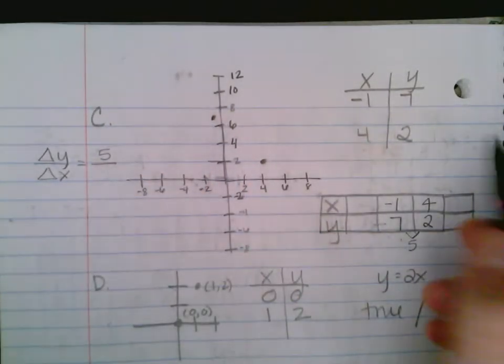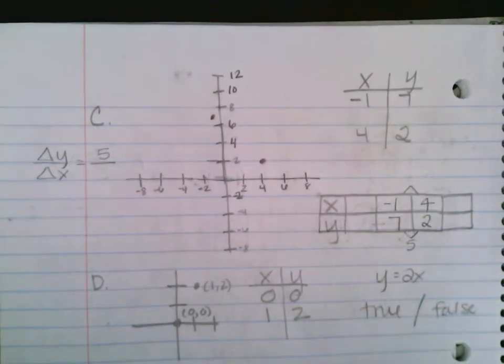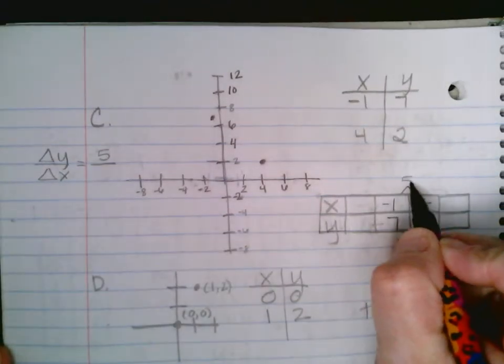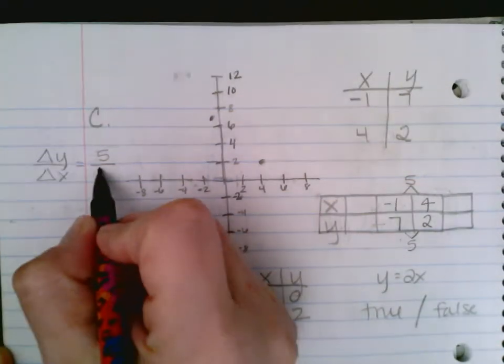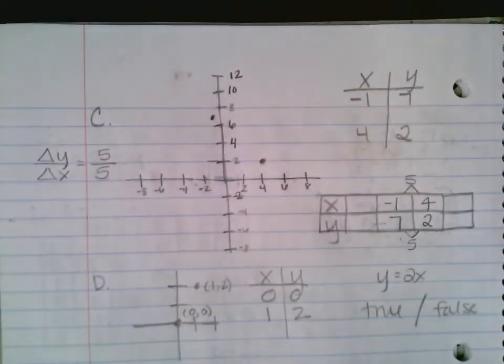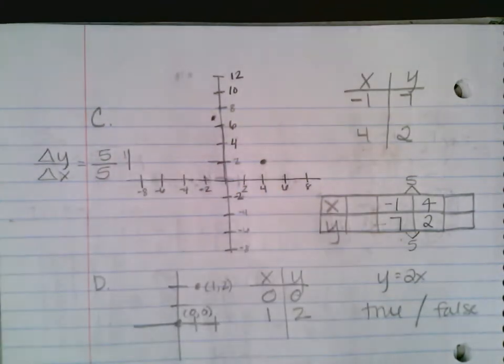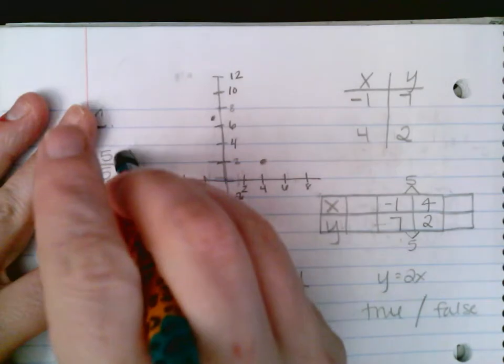My difference in x's, if I start at negative 1 and count up to 4, I go 0, 1, 2, 3, 4. So my difference in x's is 5. Now, how many times does 5 go into 5? The answer is 1. However, you think you're done, but you're not. Let's look a little bit closer at this.